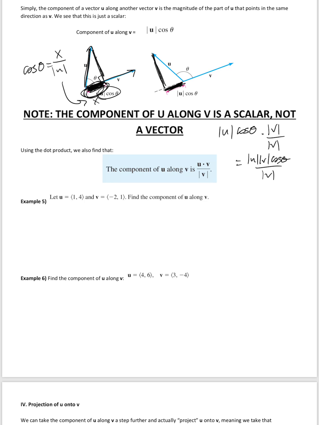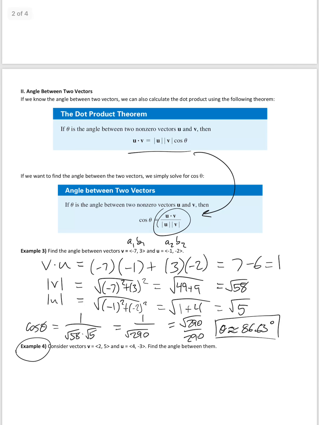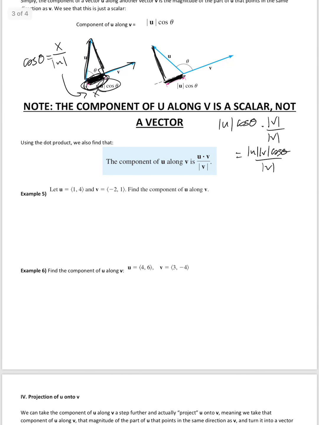And if you remember our dot product theorem, the dot product, u dot v, equals the magnitudes times the cosine. So this right here becomes the dot product of the two vectors. So we can also think of the component of u along v as u dot v over the magnitude of v.